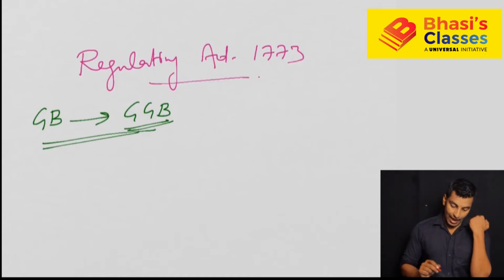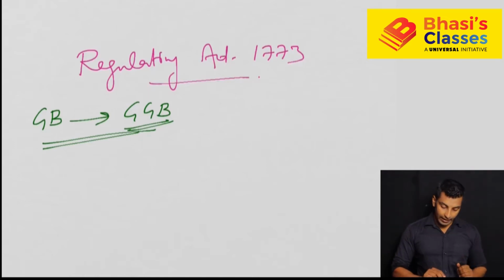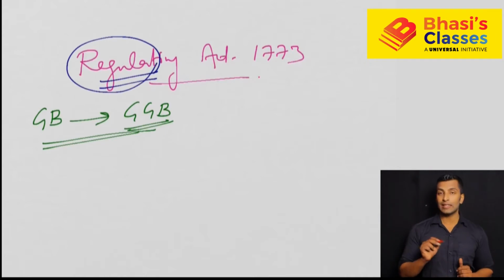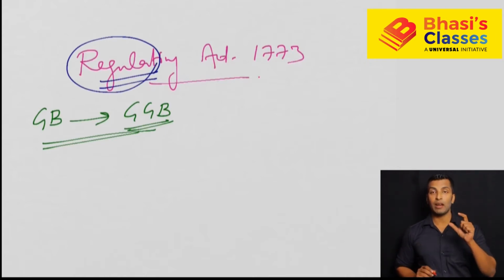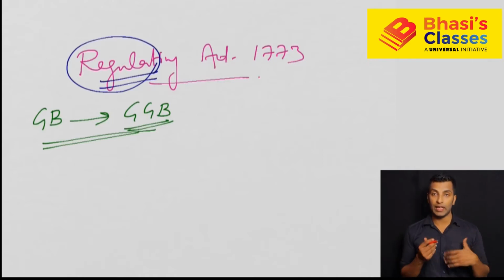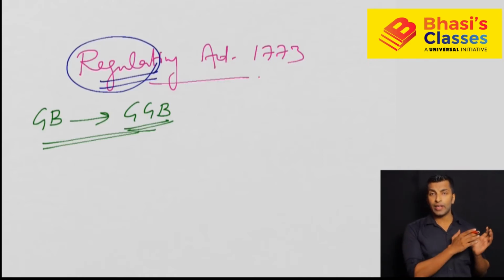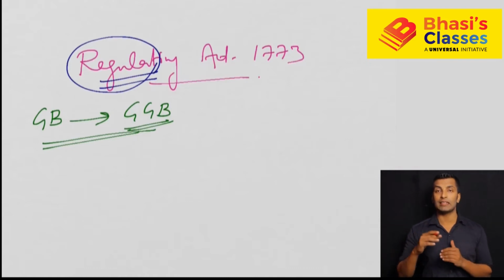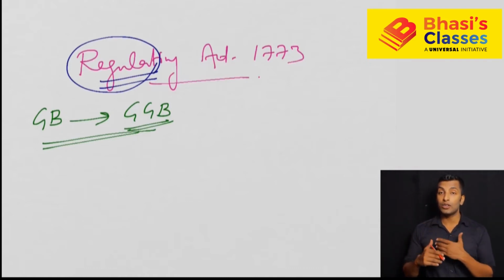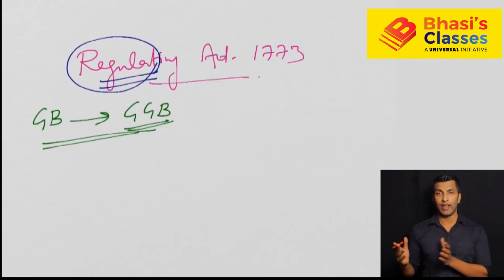Now if you look at this act, as its name indicates, it is basically to regulate. Now who is going to regulate whom is the question. The British Parliament is going to regulate the affairs of East India Company in India, and for that only this act was passed. In the course of time many such acts were passed, and the control over East India Company kept on increasing through every act, and finally in 1857 the British Parliament directly took over the control of India.